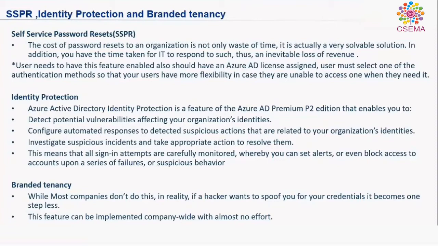So this means that all the sign-in attempts are carefully monitored, whereby you can set alerts or even block access to accounts upon a series of failures or suspicious behavior. For example, you can set that an account can be accessed only from a specific region. So if a user is using VPN to sign in from a specific place, you can allow that traffic only from that specific subnet. If the user tries to log in from another subnet, it will actually block the account. So those kinds of things can be done.